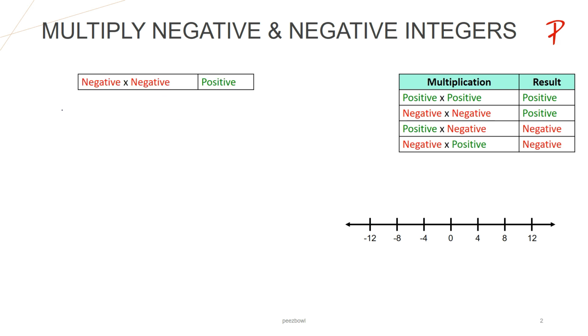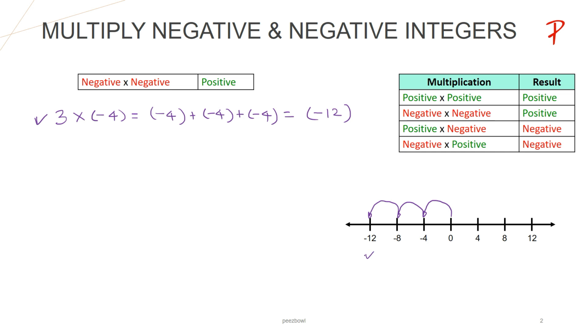Okay, so we just discussed that 3 multiplied by minus 4 is equal to minus 4 plus minus 4 plus minus 4, and this is equal to minus 12. Now I am going to reduce number of jumps from 3 to 2, but let us see 3 multiplied by minus 4 on a number line. So 3 jumps of minus 4 units each, and this is how we represent 3 multiplied by minus 4 on a number line, and the result minus 12 is here, right?